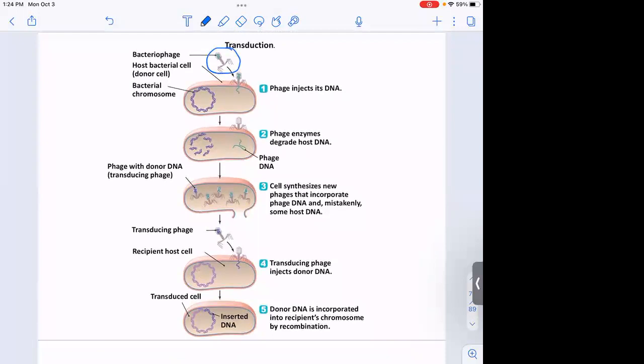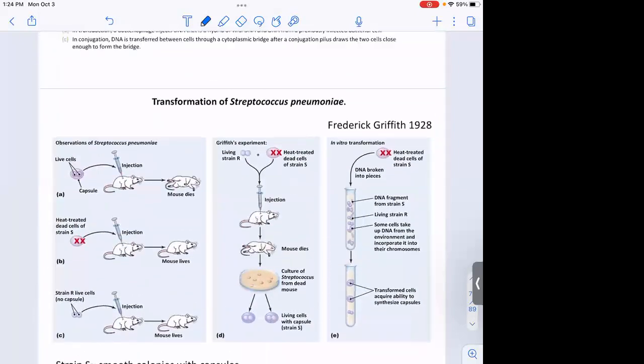Viruses that infect bacteria are called bacteriophage. And not all of them have that weird structure that looks like a lunar lander, but some of them do. They will usually degrade the host DNA, and then again, some of that can accidentally get packaged up into the new phage that are being made and perhaps carried to another cell and then inserted into that new host cell. Okay, so just for now, know that that involves the virus.